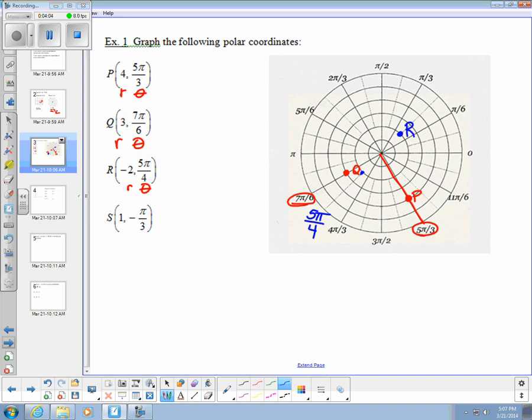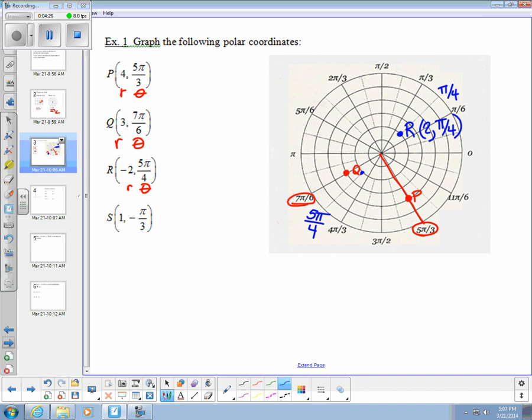And there is another way to name that point. Because this is the angle pi over 4, point R could also be named with coordinates positive 2 and pi over 4. So if your radius is negative, count backwards. Count away from the spoke, the other direction.